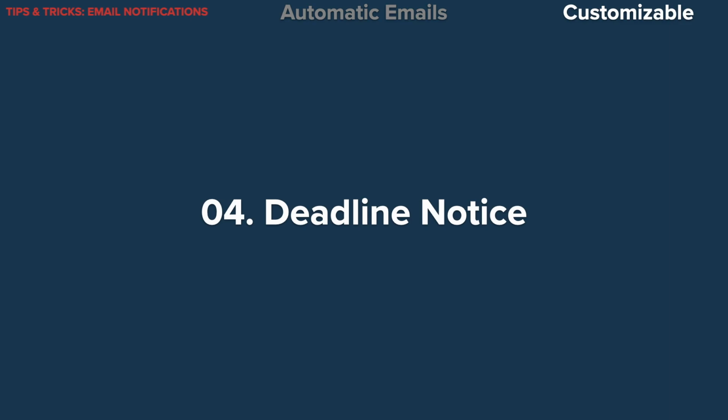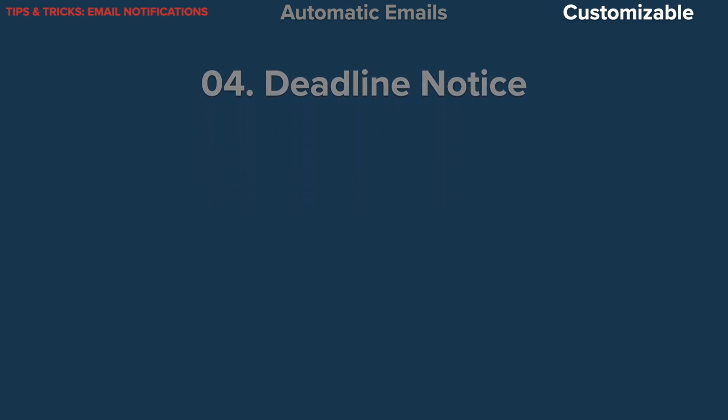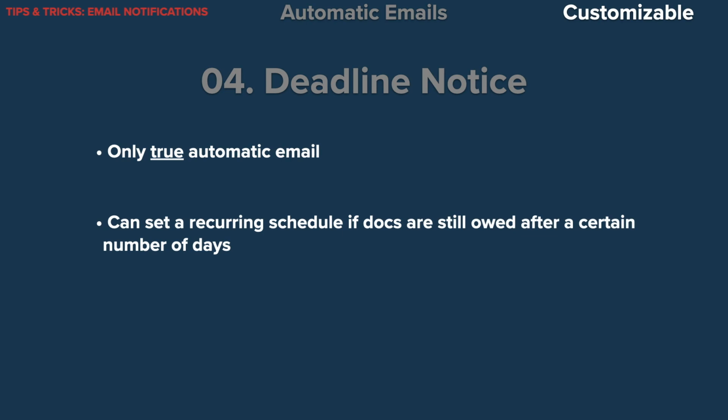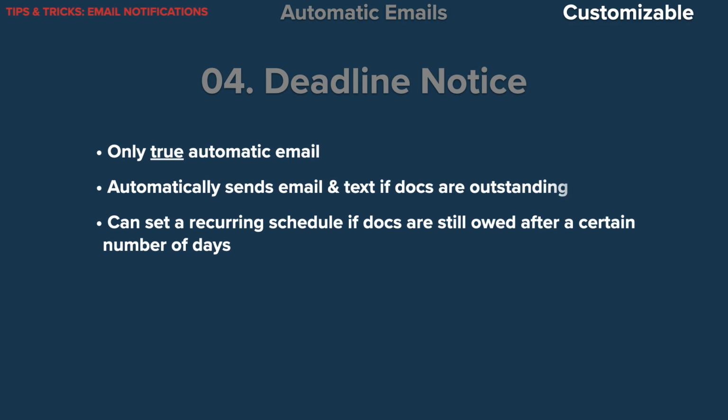All right, next let's talk about the deadline notice. Now, this is the only true automatic email, meaning that you really don't have to do anything to trigger this email. This is one that you can schedule to get sent out if docs are still owed after a certain number of days. You can set a recurring schedule if those docs are still owed after a specific number of days, like I said. And you can send these up to 5 times total after the deadline.